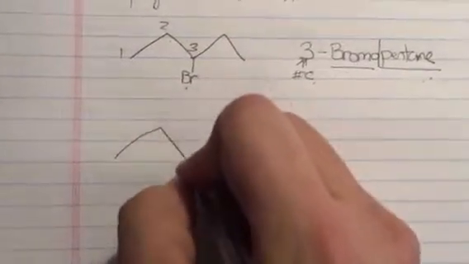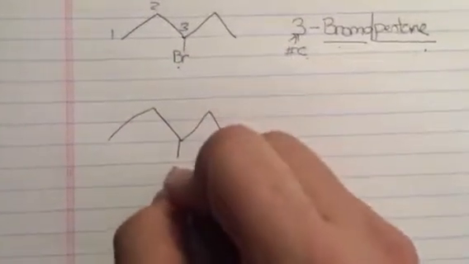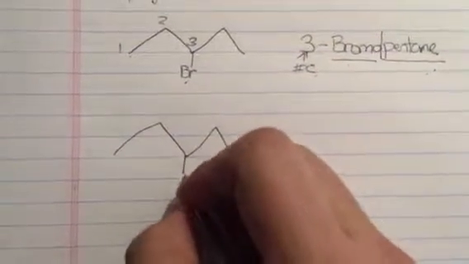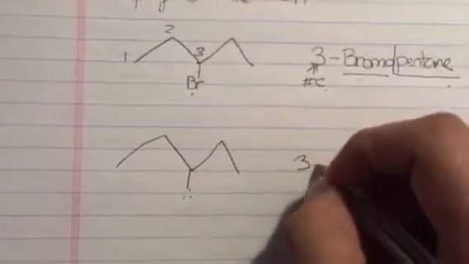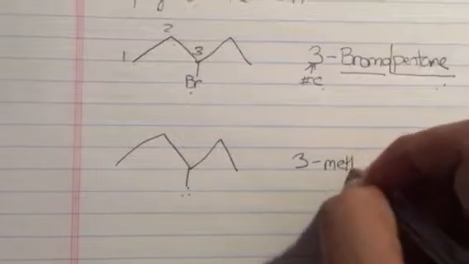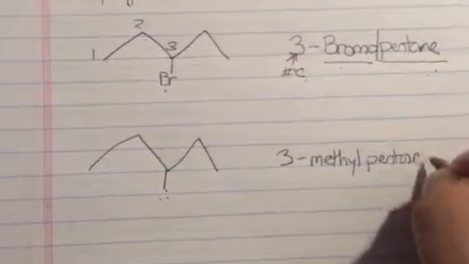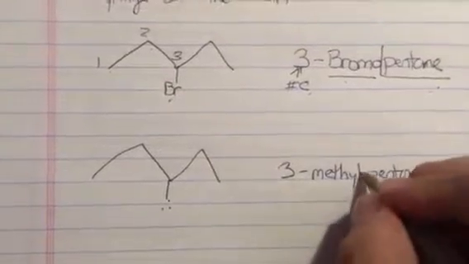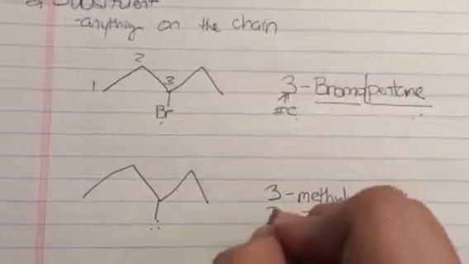And this works the same way even if you just have a carbon hanging off. This is a methyl group because it's the 1 carbon. 3-methylpentane. So pentane at the end, it's a methyl group, and it's on the 3 carbon.